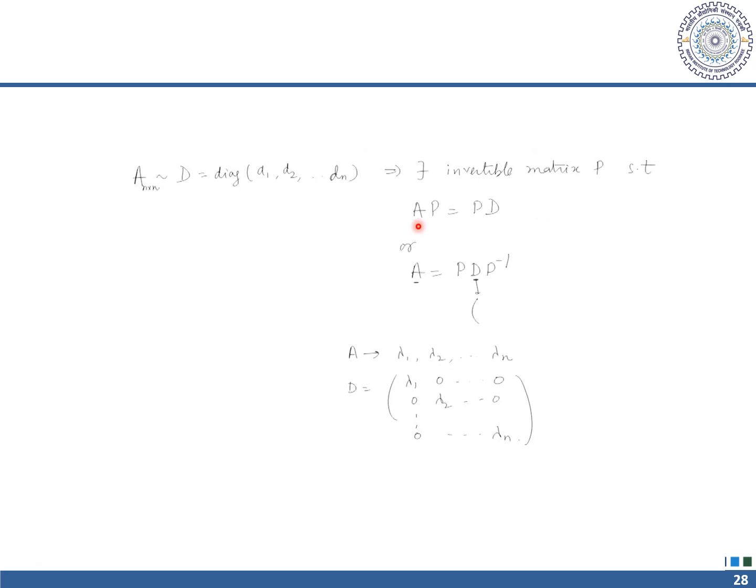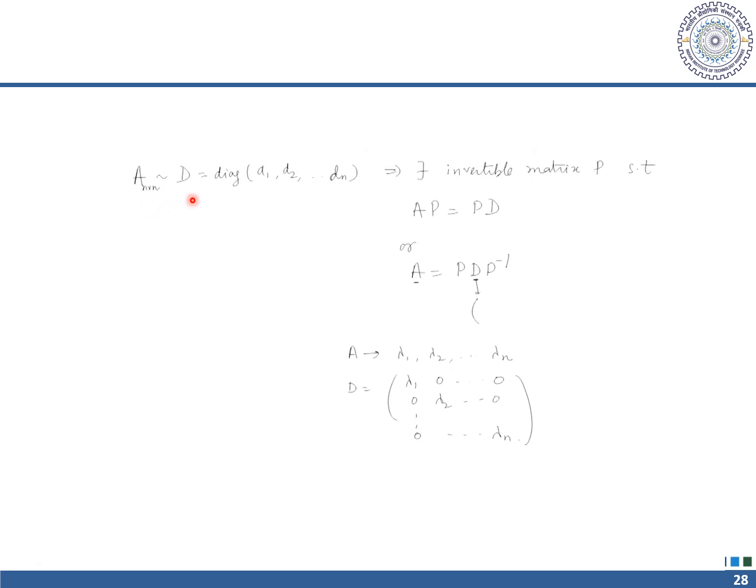So there exists some P which satisfies this condition. So we can say A equals PDP inverse, where D is a diagonal matrix. From here we can say A is similar to D, which means A and D are similar matrices, which also means that A and D are going to have the same eigenvalues.